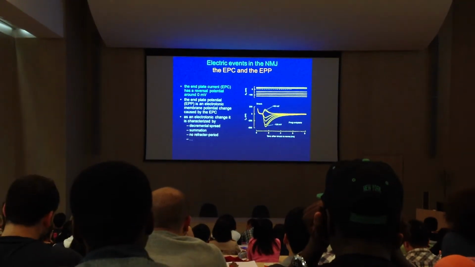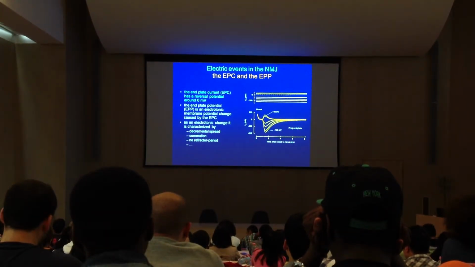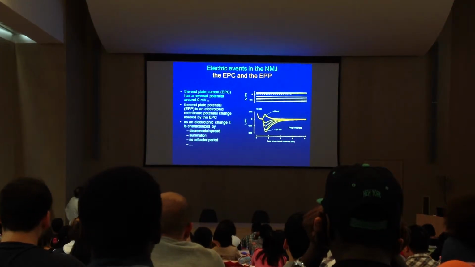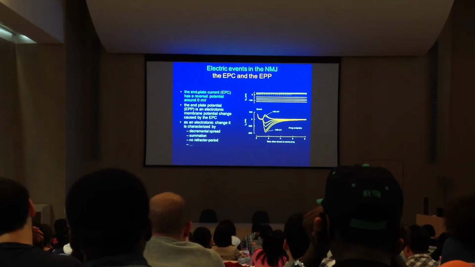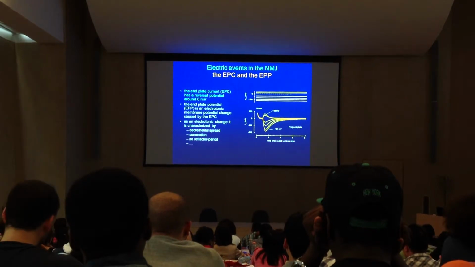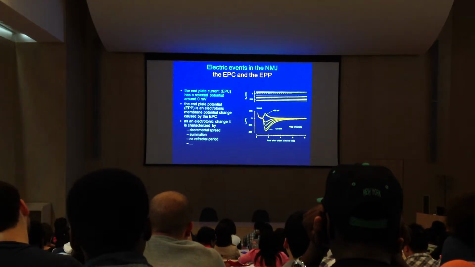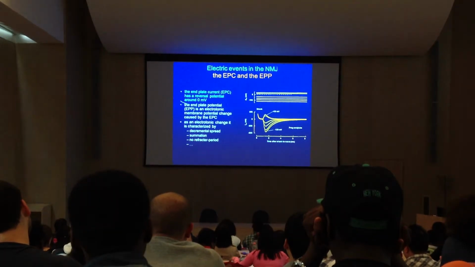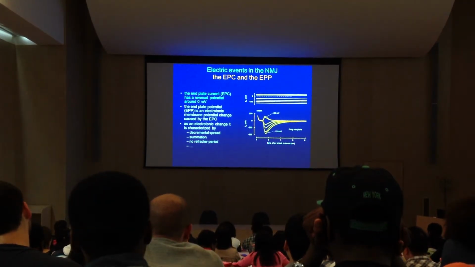Since this place on the muscle is called end plate, I will be calling the current that goes through these channels end plate current, and the potential that accompanies it the end plate potential. So the end plate current has a reversal potential around 0 millivolt.